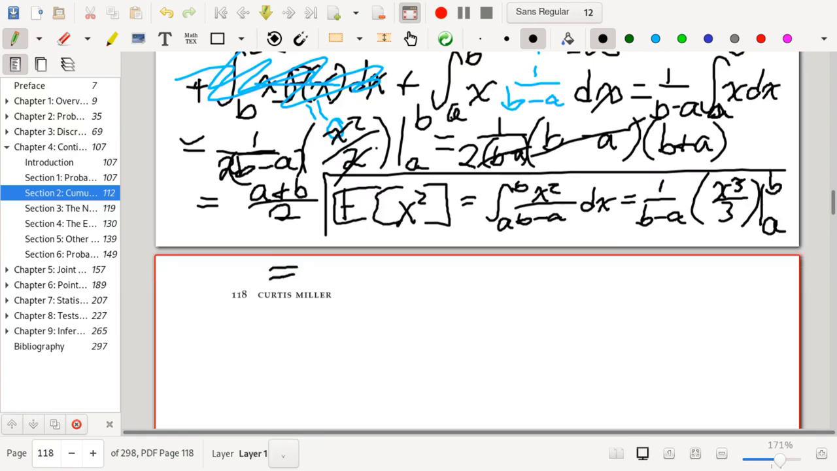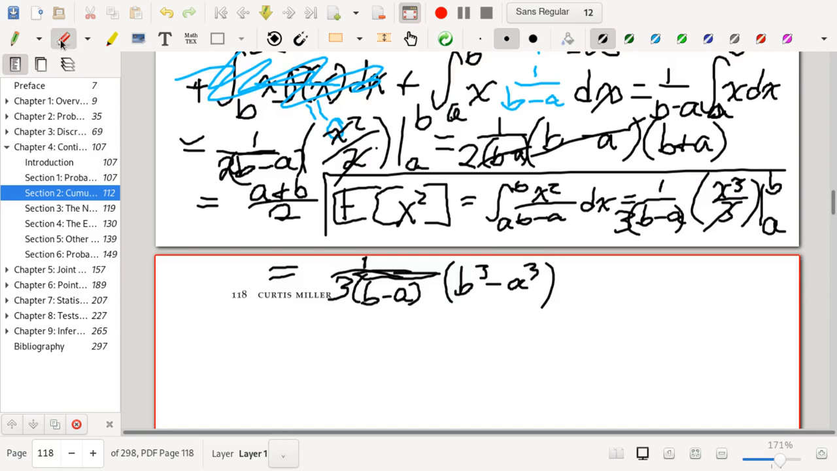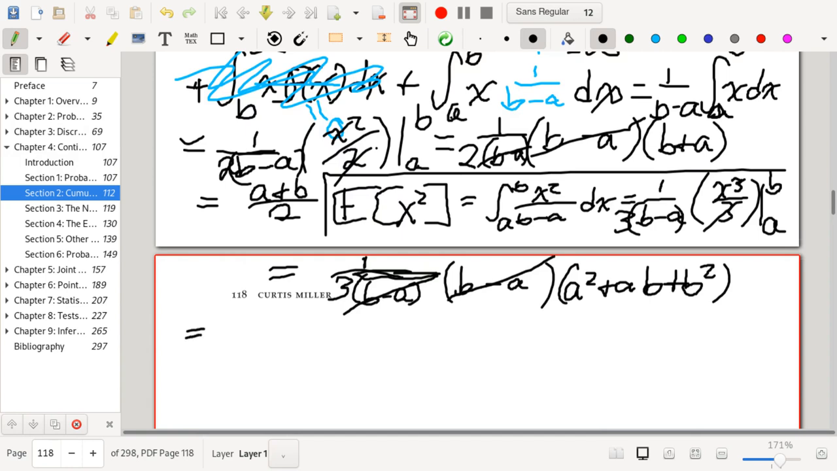So this will be 1 over 3 times b minus a. And then we get b cubed minus a cubed. You might not remember this one, but this is a difference of cubes, and there is a formula for that. The difference of cubes can be factored to be b minus a times a squared plus ab plus b squared. That's a formula. Go look it up. So those cancel out, and we're left with a squared plus ab plus b squared over 3.